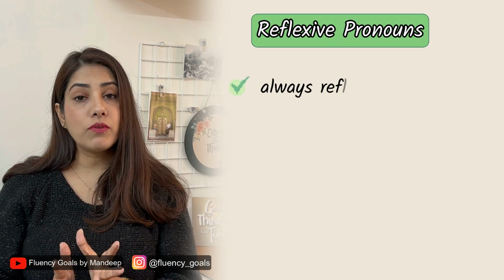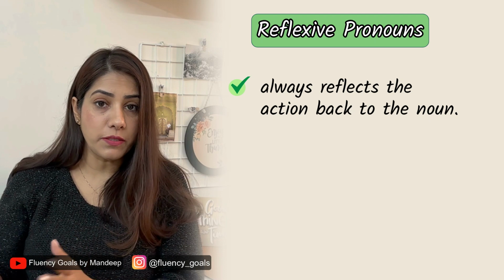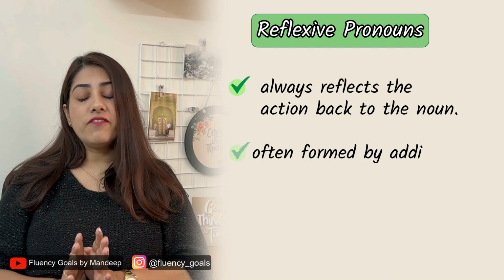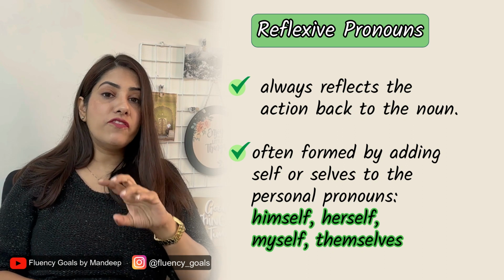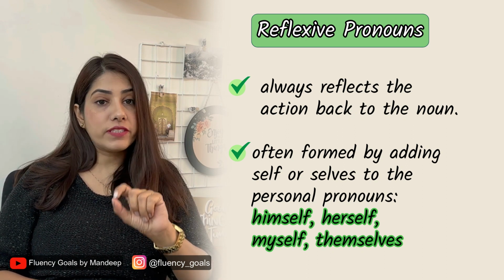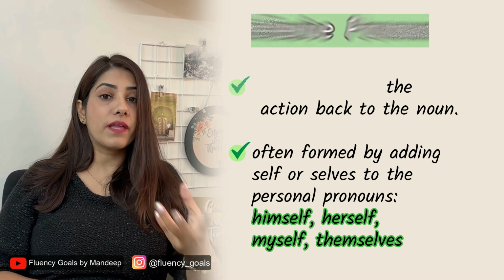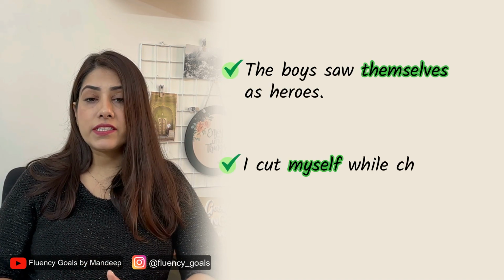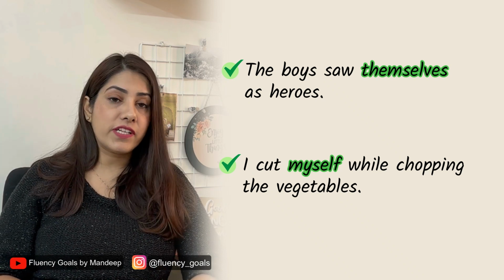Now, what is a reflexive pronoun? A reflexive pronoun always reflects back to the noun. So the action is reflected back to the noun in a reflexive pronoun. So reflexive pronouns reflect the action of the verb back to the noun in the sentence. They are often formed by adding self or selves to the personal pronouns like himself, herself, myself, themselves. Examples: The boys saw themselves as heroes. I cut myself while chopping the vegetables. Here myself and themselves are the reflexive pronouns.